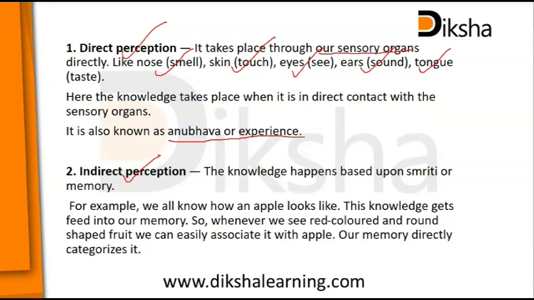For example, we would have seen an apple with a red color previously. So if I show you a new apple similar to the old one, we will identify it as an apple fruit based on the memory that we acquired in the past through our sensory organs. So very simply, the difference between direct perception and indirect perception is that direct perception happens through sensory organs at the spot or directly, and indirect perception comes from the memory based on the knowledge we acquired through our sensory organs in the past.